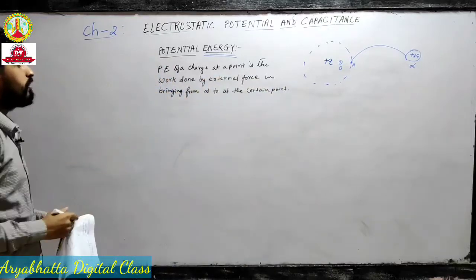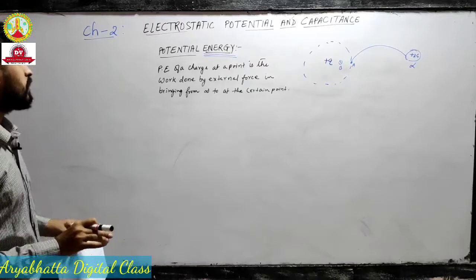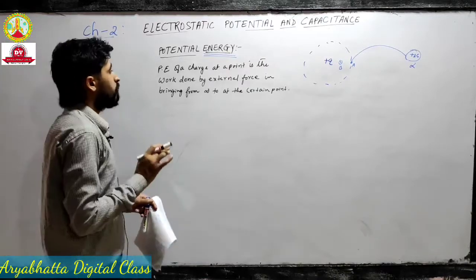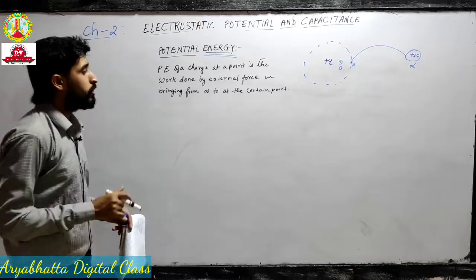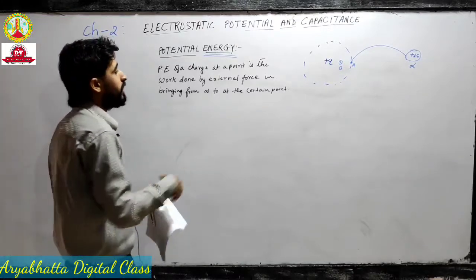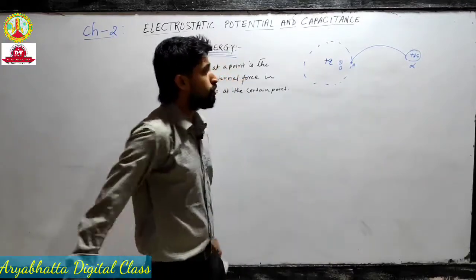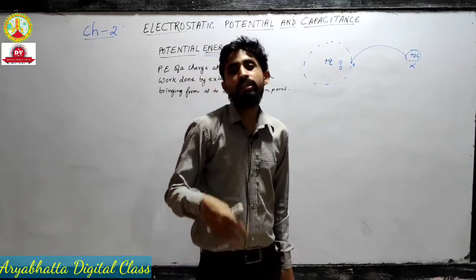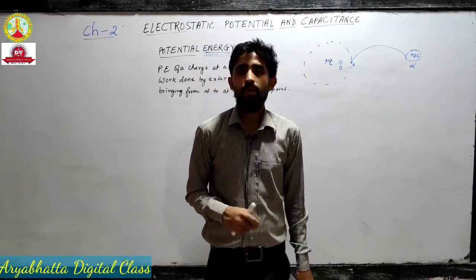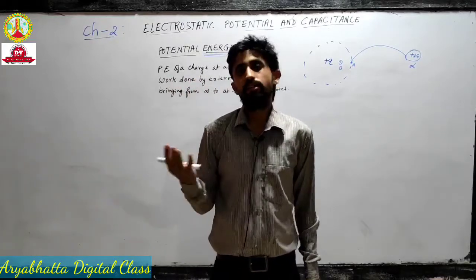If you read the definition, potential energy of a charge at a point is nothing but the work done by the external force in bringing it from infinity to that point, means at a fixed point, like this point or this point. The amount of work that you do will be the potential energy of that charge.